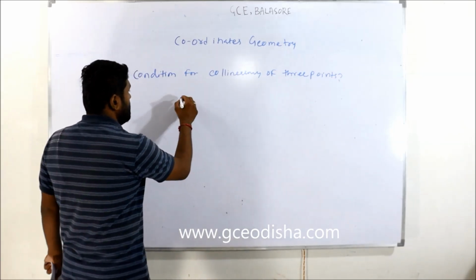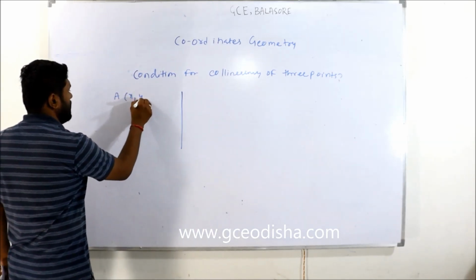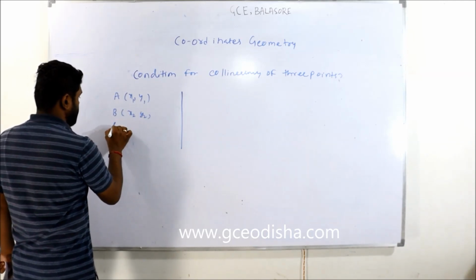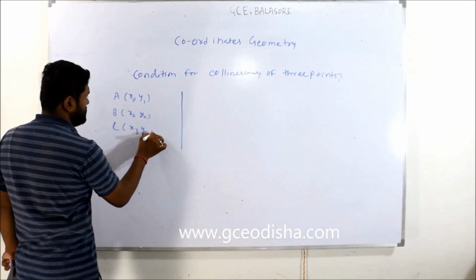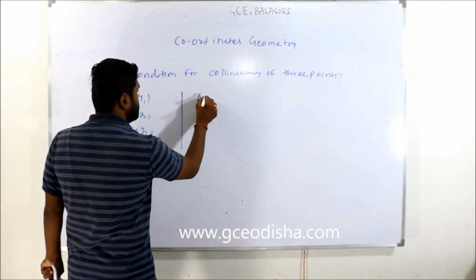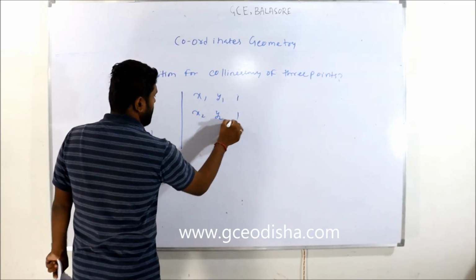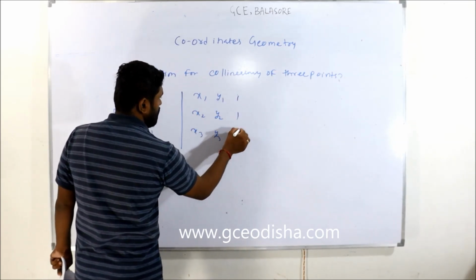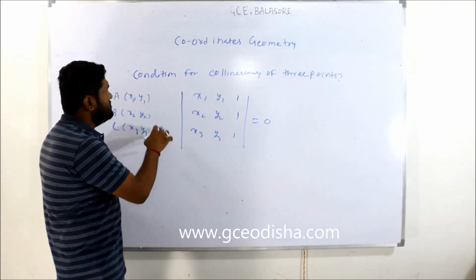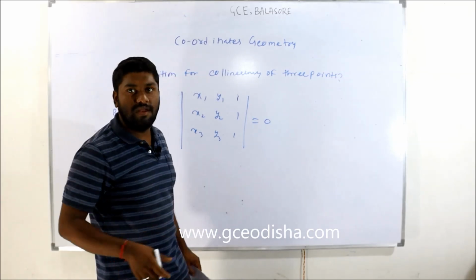Let the 3 points be A, x1 y1, B, x2 y2, and C, x3 y3. For the condition of collinearity, just find the determinant of x1 y1 1, x2 y2 1 and x3 y3 1. If the determinant comes to 0, then the 3 points lie on a single line. This is the collinearity condition of these 3 points.